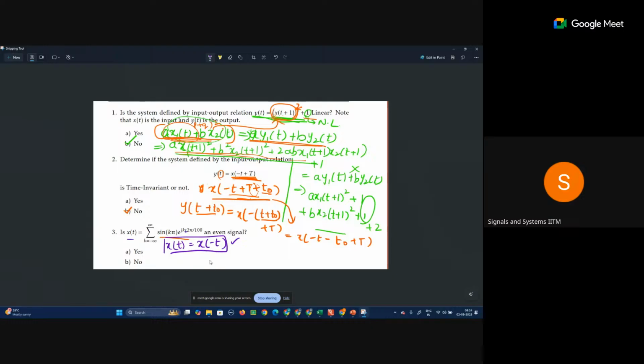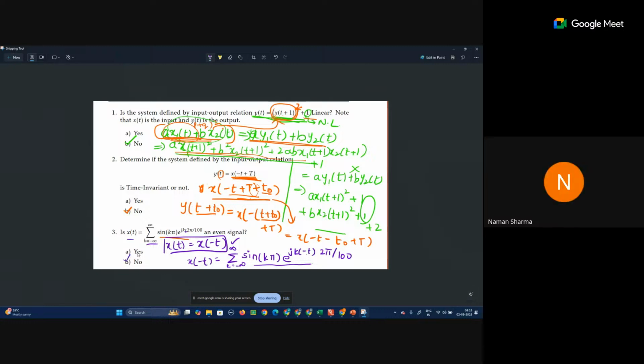We'll substitute there. So x of minus t will be summation of k equal to minus infinity to infinity of sine of k pi e to the power jk of minus t 2 pi by 10. So here we'll be getting minus. So both are not equal. So it is not an even signal.